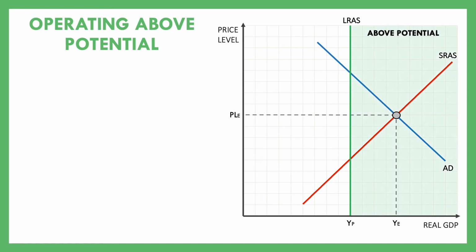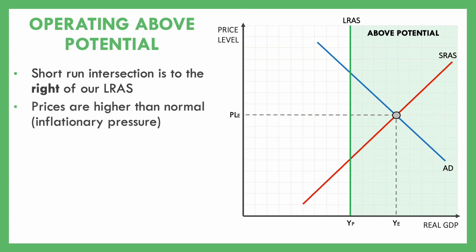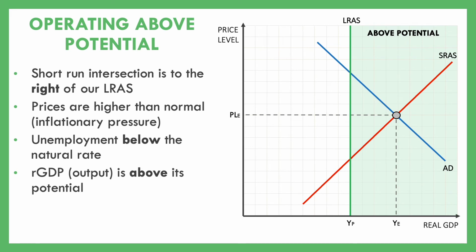But any point beyond here, we say that we're above our potential. Our short run aggregate supply curve intersection is to the right of our long run aggregate supply. What we end up seeing is that we're at a point here where our prices are higher than normal. We're actually experiencing something we call inflationary pressure. And we see that prices are rising faster. Unemployment is actually below the natural rate. We're maybe in the threes or down into the twos. We see output is above its potential. And you're like, how in the world can that be?